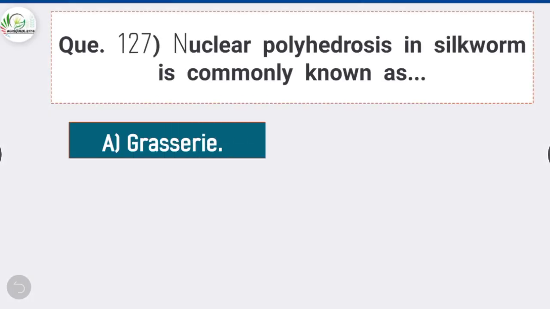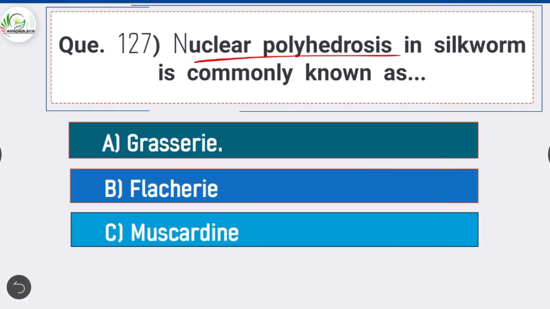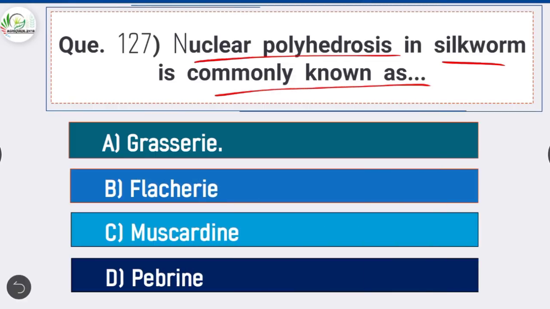Question number 127. Nuclear polyhedrosis in silkworm is commonly known as, option A is the correct answer, grasserie. Grasserie is a destructive polyhedrosis disease of silkworm that is related to wilt and is marked by spotty yellowing of the skin and internal liquefaction.